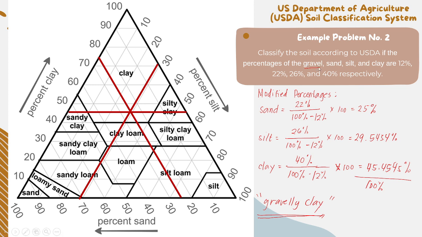So always remember, if you have a percentage of gravel, you have to add the word gravelly before the soil classification. So if ever we are classifying another soil sample and we ended up with sandy clay loam and it has a gravel percentage, so you will use gravelly sandy clay loam. So that is it.